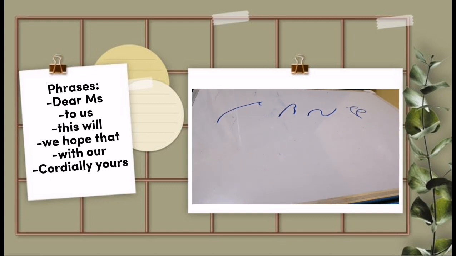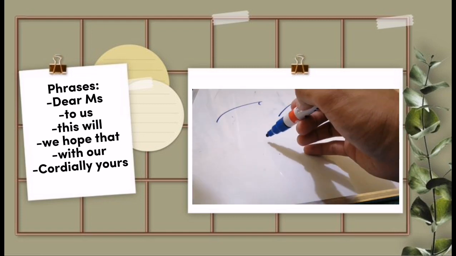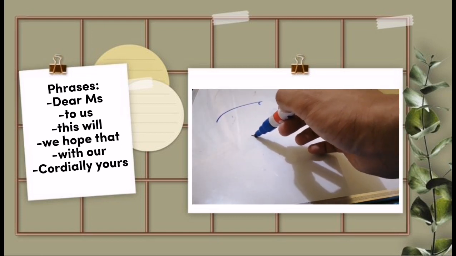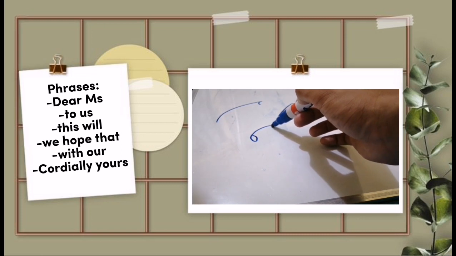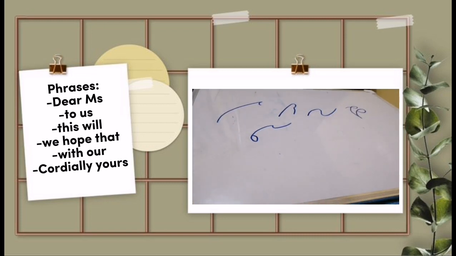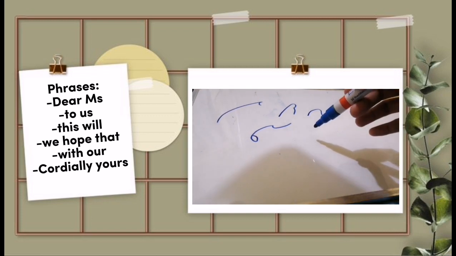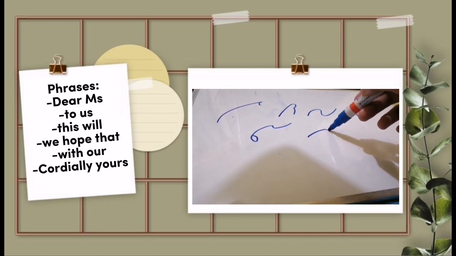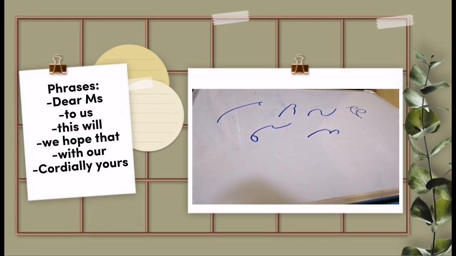And that's how you write the phrase, we hope that. For our next phrase, we have the phrase, with our. And that's how you write the phrase, with our. For our last phrase, we have the phrase, cordially yours. And that's how you write cordially yours. That's it for our phrases for our lesson 42.